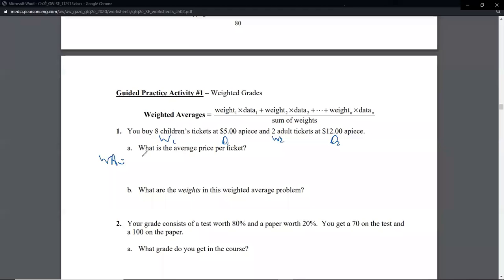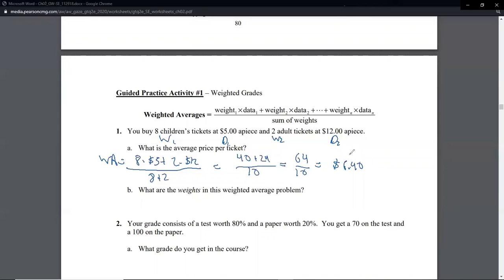All right, so weight times data, so that's for the children, 8 times 5, plus for the adults, 2 times 12, over the sum of the weights, which is 8 plus 2, right? Yes, 8 times 5 is still 40, 2 times 12 is still 24. See, the top actually doesn't change at all. The 40 plus the 24 is still going to be 64, but the bottom changes drastically to 10, and 64 divided by 10 is $6.40.